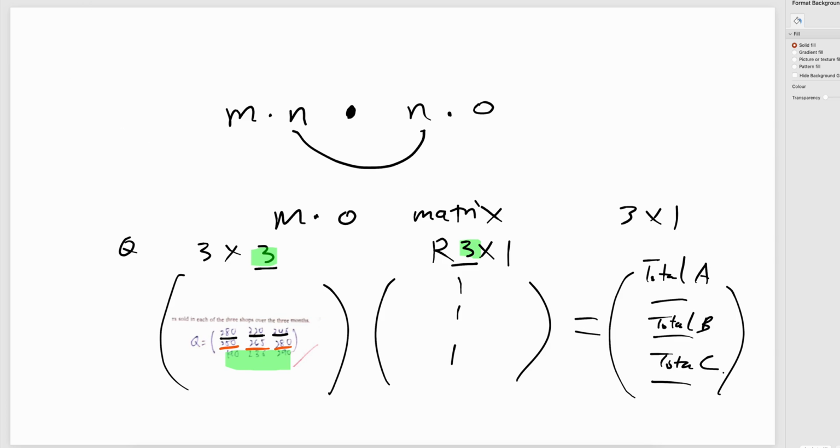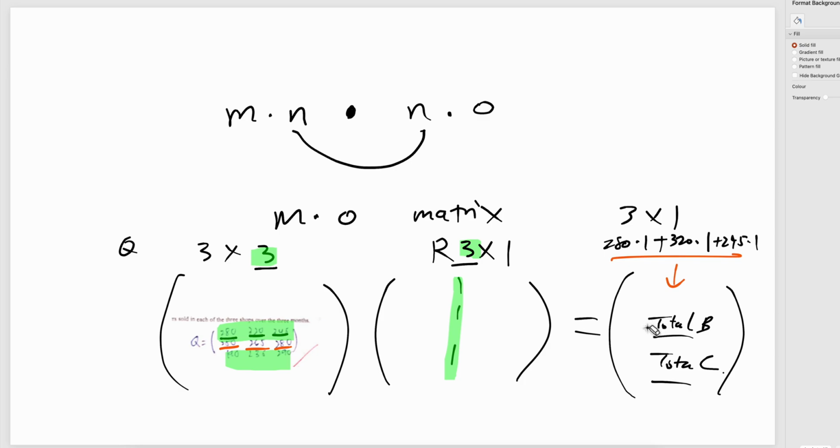Why? Look. How do you do the matrix? Do this, then you get your total A. So in a way, 280 times 1 plus 320 times 1, 245 times 1. This will give you the total A. Understand? This one will be your total A.